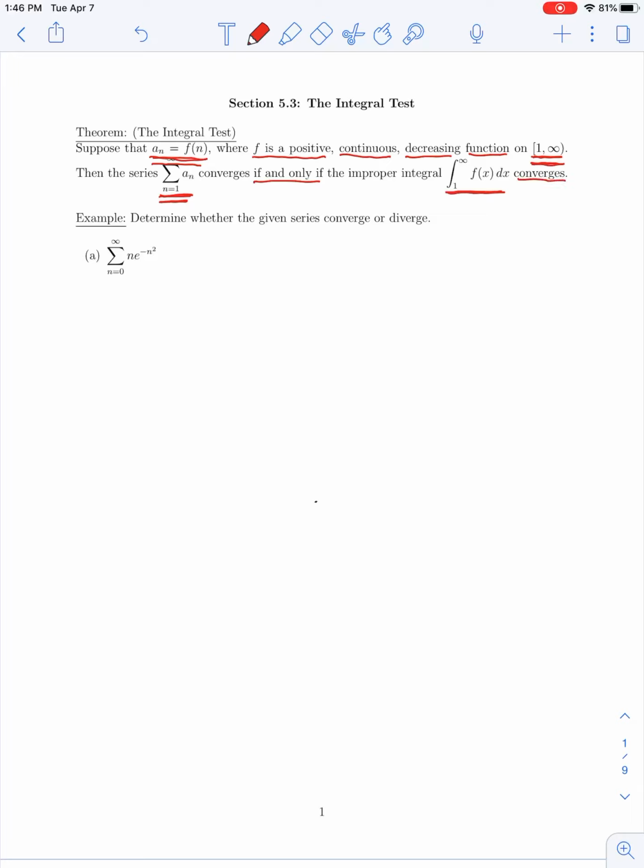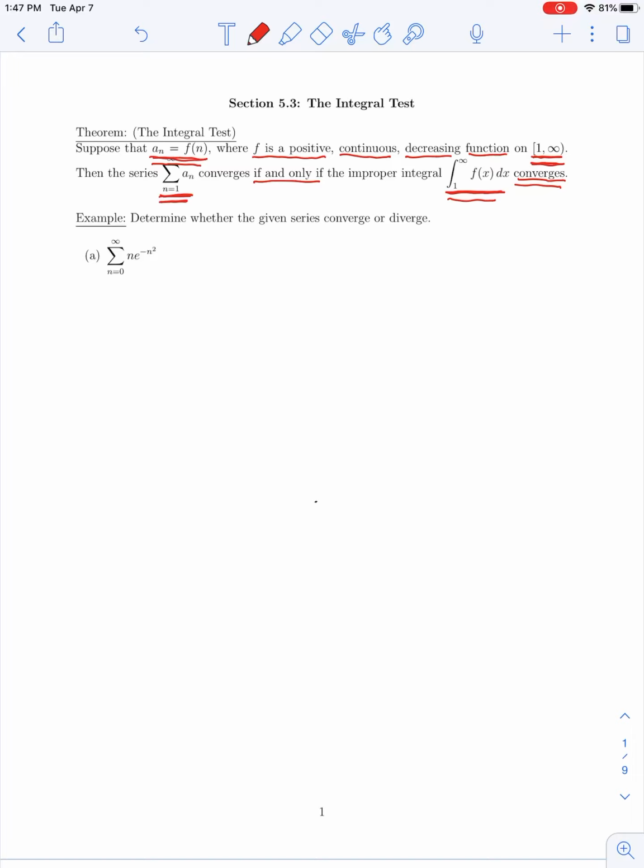converges. So what the integral test says is if the general term of our series, a sub n, can be thought of as a positive, continuous, and decreasing function over the interval over which we're summing, then that series will converge if and only if this improper integral converges. And if that improper integral diverges, then the series also diverges. So let's look at some examples where we may have to make use of the integral test.